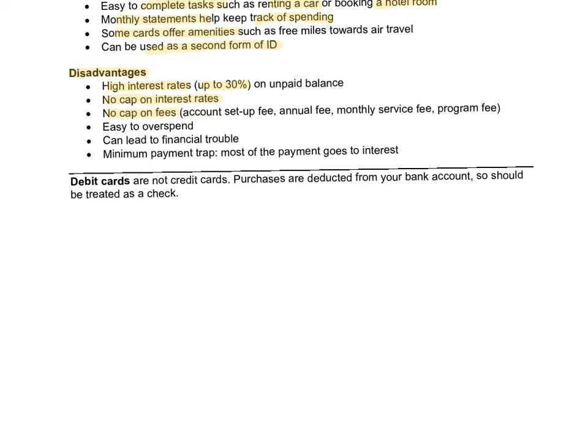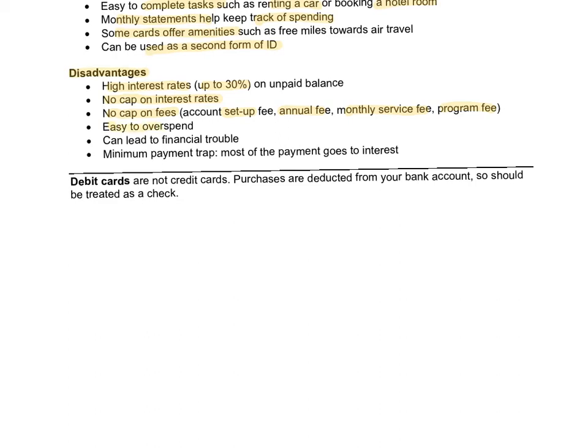Oftentimes, there'll be a fee to set up the account. You may have an annual or membership fee that's charged every year. You may even have a monthly service fee. And this typically happens when you're applying for credit and you actually have no credit, maybe your first credit card. They typically will throw in some fees. Sometimes they'll have a program fee. So if there is an amenity like free miles, they might actually charge you to be part of that program.